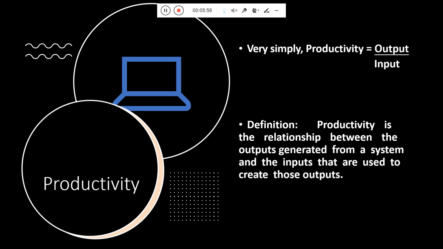So the definition: productivity is the relationship between the output generated from the system and the inputs that are used to create those outputs. Before that, the next thing I want to discuss.